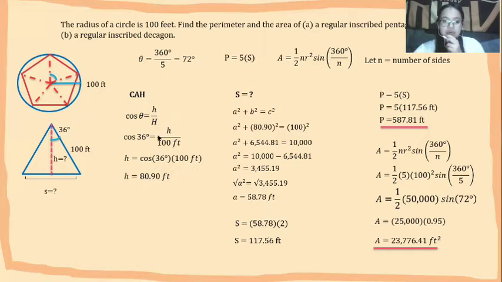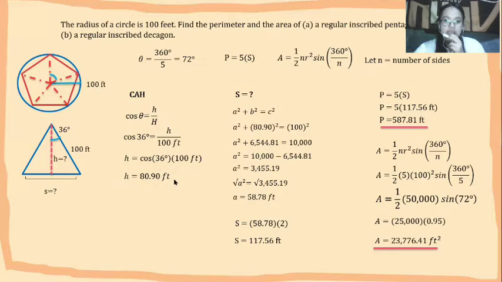So we are going to use the cosine. Cosine theta is equal to the adjacent over hypotenuse. Your adjacent here is the height of the triangle. Then cosine 36 degrees, the theta is given, is equal to h over 100 feet, which is the leg or the hypotenuse. Then for h, we multiply cosine 36 degrees times 100 feet. So our height is equal to 80.90 feet.